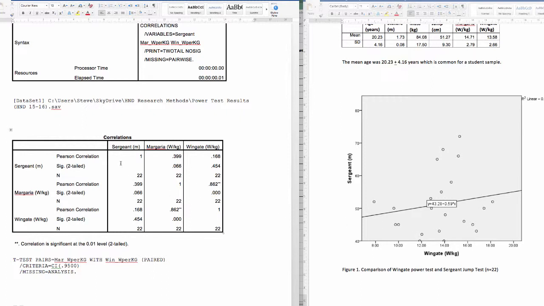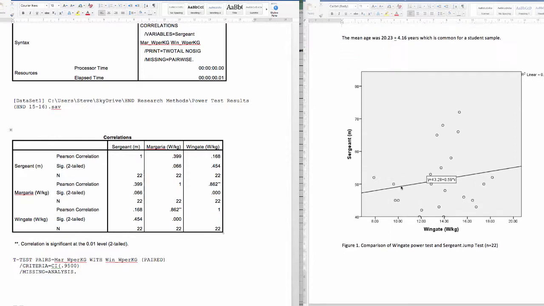And in here what we also have is the sig value. The sig value here basically says 0.454, and the magic number here is 0.05. If that value is beneath 0.05, then there is a significant correlation, and as you can see, 0.454 is quite a lot bigger than 0.05, so there is no significant correlation.